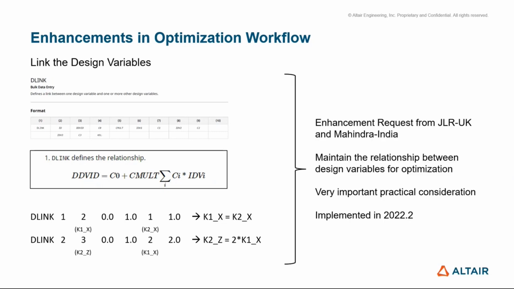What happens is by introducing these D-links, we maintain the relationship between the design variables, and at the end of the optimization, what we see is that all the linked design variables change in the same way to achieve your objectives and constraints. So this is a very important practical consideration, and this is what is implemented in .2. So this is a very good implementation.